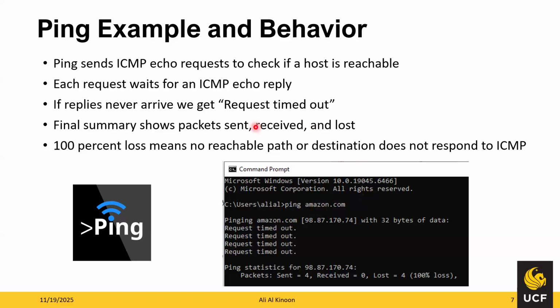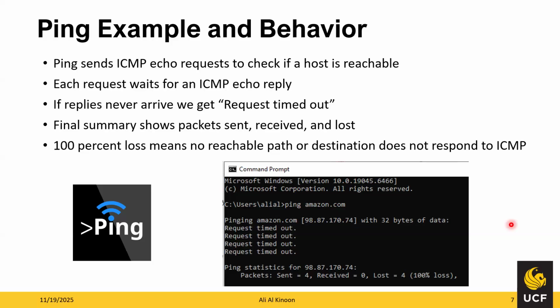So we know that how ping works is going to be basically send an ICMP echo, and it will get a reply when or if the host is reachable. Sometimes you will get these where it says request timed out, and then you have a final summary that shows what has happened, how many packets were sent, received, and lost. So this example shows when a ping fails to reach a destination.